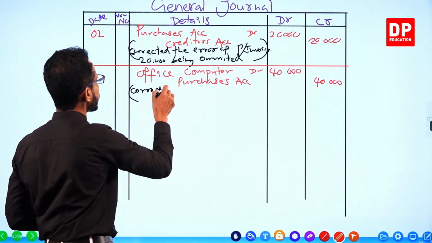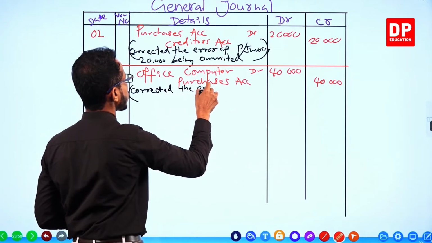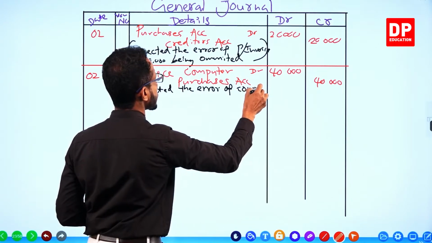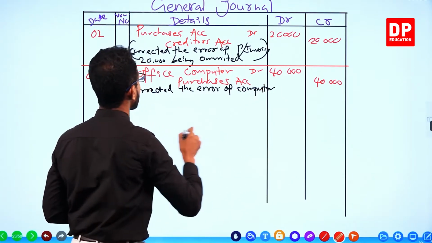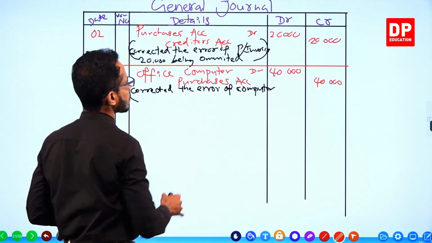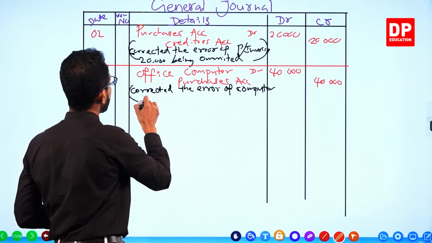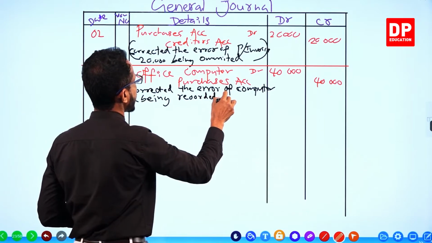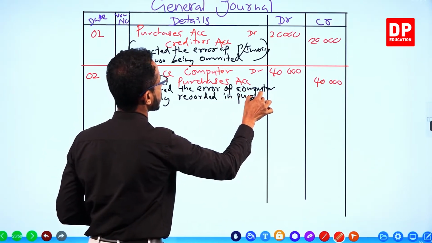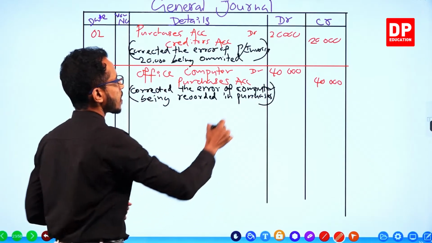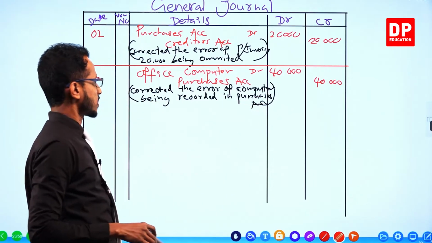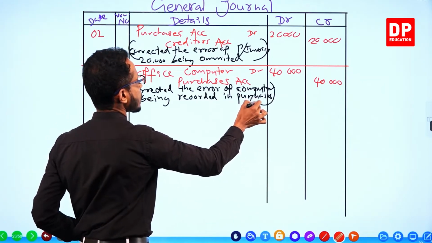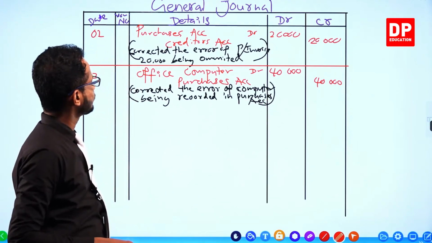So corrected the error of office computer being recorded in purchases account. In purchase account. There you go.